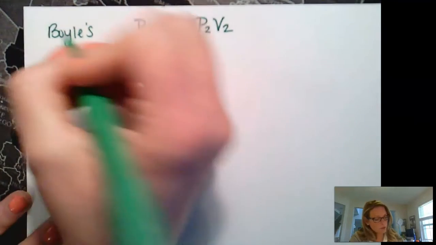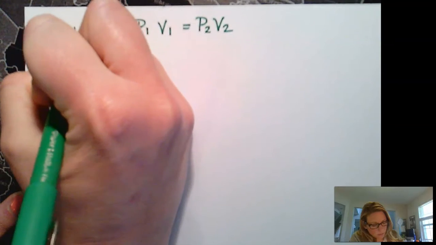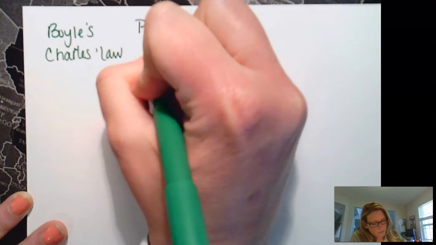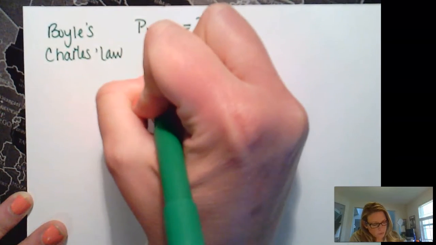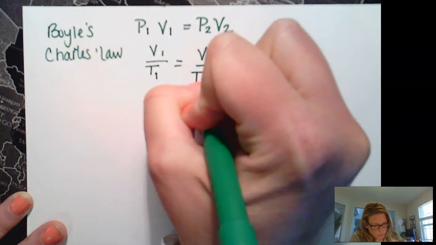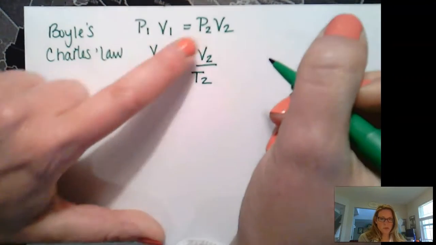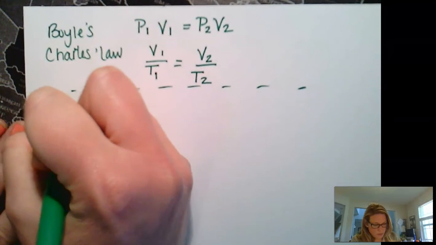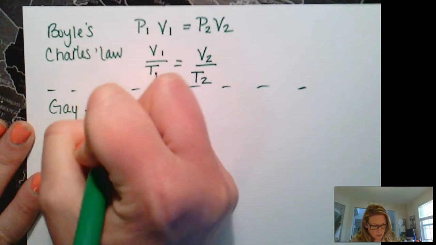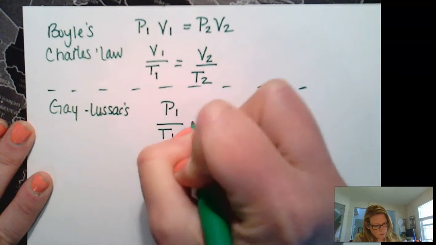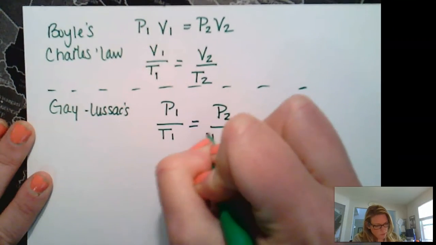The second one that we're going to look at is Charles's law. That's volume over temperature equals volume over temperature. So V1 over T1 equals V2 over T2. The next one we're going to look at is called Gay-Lussac's, and it is P1 over T1 equals P2 over T2.